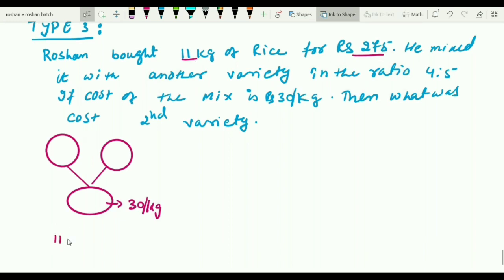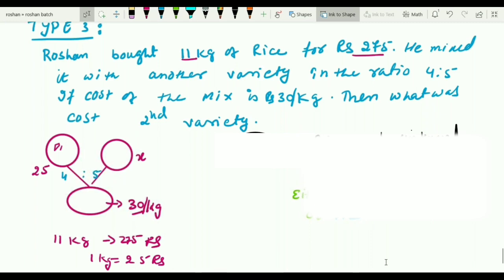So I'm writing it here, 11 kilogram, 275. So can I say that for 1 kilogram, it will be 25 rupees? So the price of the first is 25 rupees per kilogram. The price of the mixture is given as 30 rupees per kilogram. This one I don't know. Let's call it X. And what else is given? Here they've given the ratio. Ratio given is 4:5.